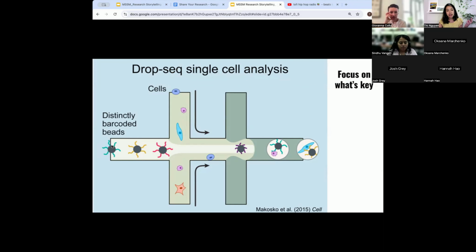So you have these beads that have these tiny barcodes on them, and he's trying to show that he has different barcodes. And then you're going to look at all these different kinds of cells that you could have. And he's trying to illustrate all the different cells with all the different shapes. And then the point is that you try to get one cell in with one of the beads. So this is the goal.